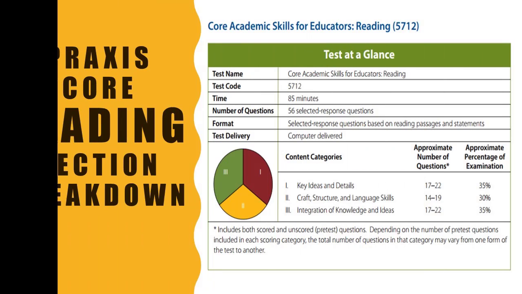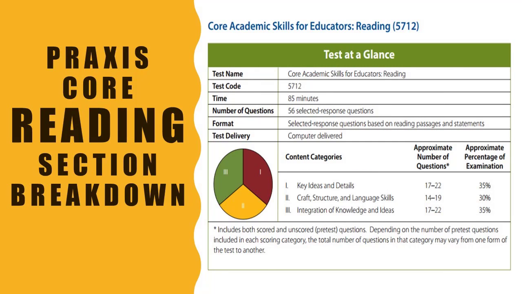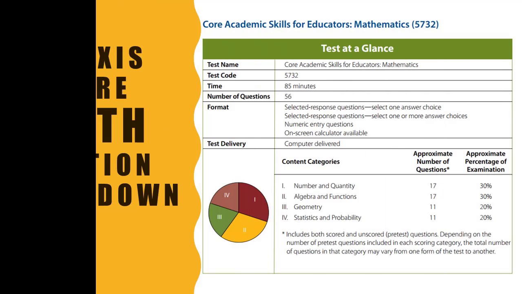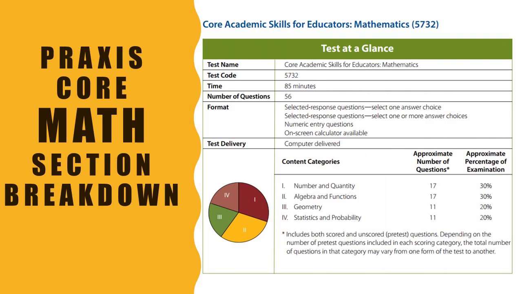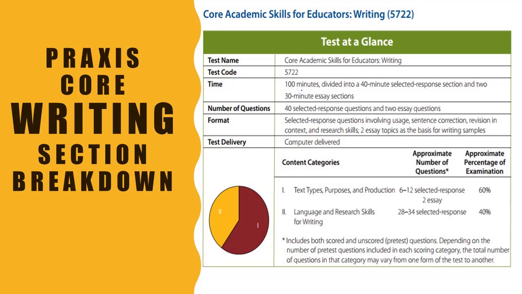The breakdown for the Praxis Core reading section is as follows. 35% of your score should come from key ideas and details, 30% will come from craft, structure, and language skills, and 35% will come from the integration of knowledge and ideas. For the math section, 30% will come from number and quantity, 30% for algebra and functions, 20% for geometry, and 20% for statistics and probability. For the writing section, 60% of your score will be based off of text types, purposes, and production, while 40% will come from language and research skills for writing.